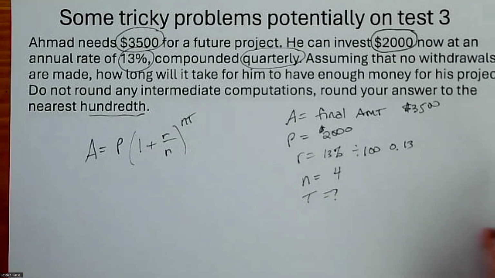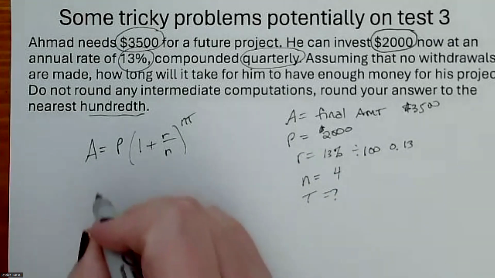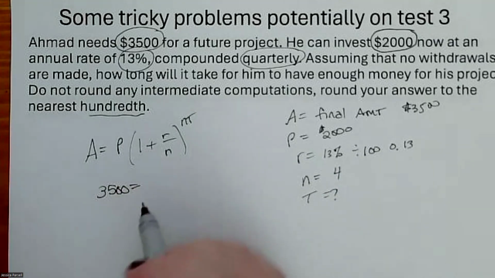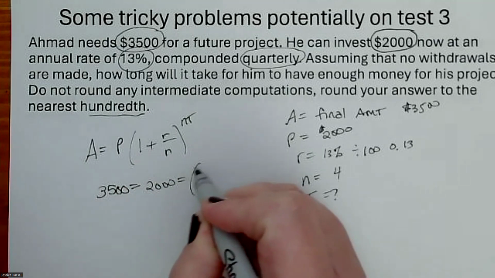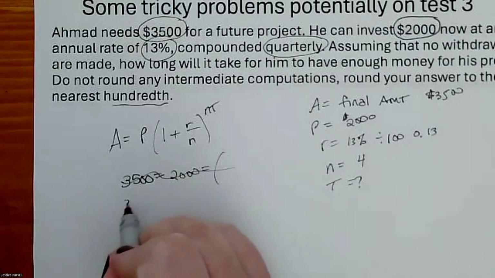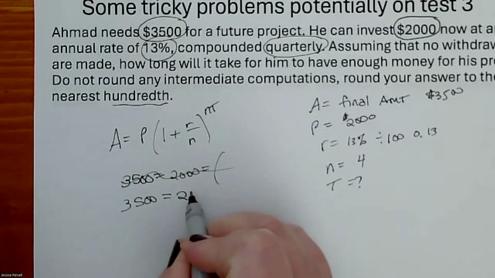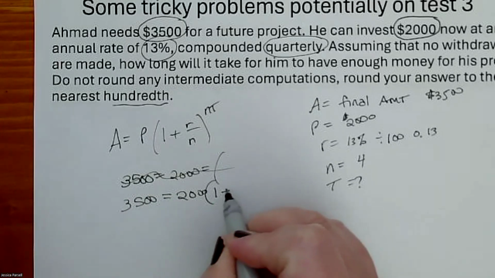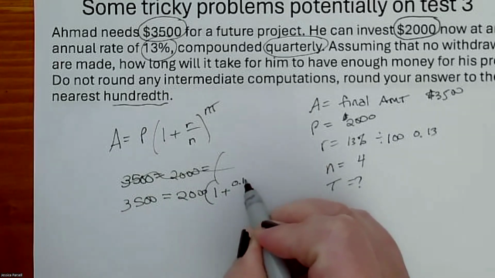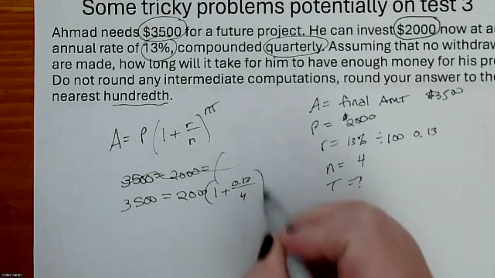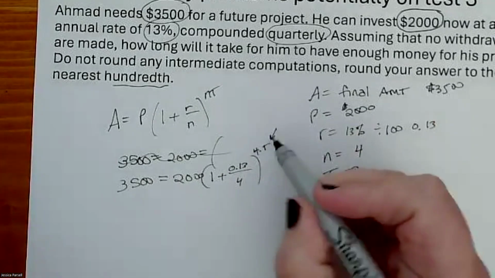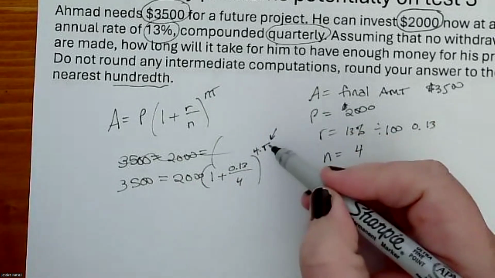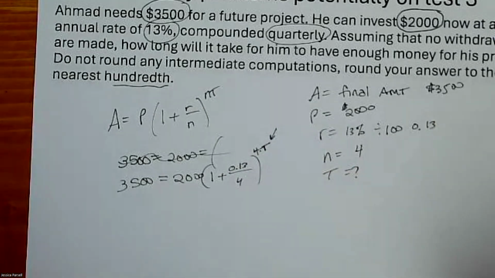But let's tackle it. Okay, in for A, the final amount we need is 3,500. Ahmed comes in with 2,000. That's the P. Why did I put an equal sign there? I don't know. Let's rewrite that. 3,500, that is A, equals 2,000 times 1 plus the rate, 0.13, over n, which is 4, raised to the 4 times the t. Okay, I think in my last video I was talking about how this t up here is so hard to find. It's like he's saying nanny nanny boo boo to you, right? And he's like, come find me. You can't get me, but we're going to get him.